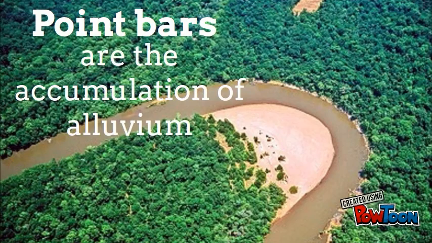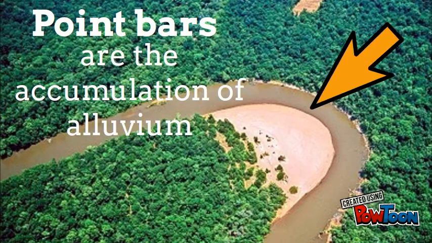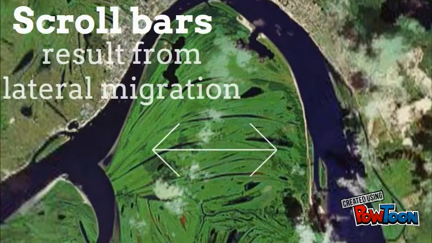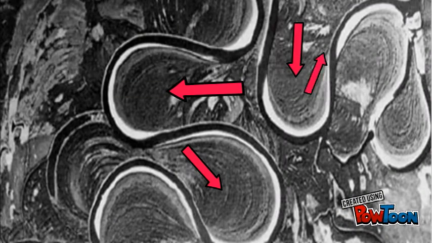Point bars are the accumulation of alluvium deposited on the inside bend of a meander curve. Scroll bars result from lateral migration of a meander loop that creates an asymmetric ridge and swale on the inside bend.